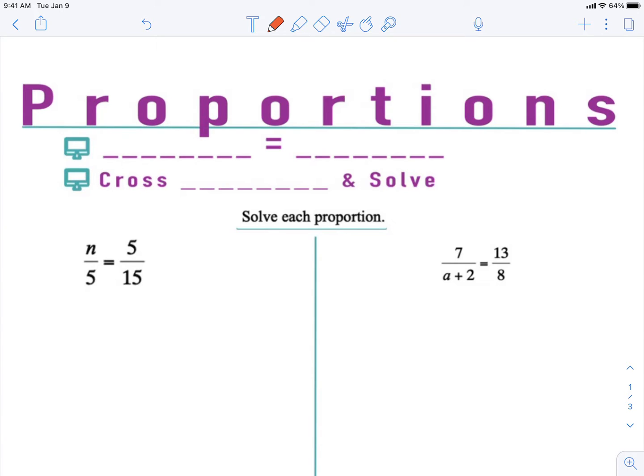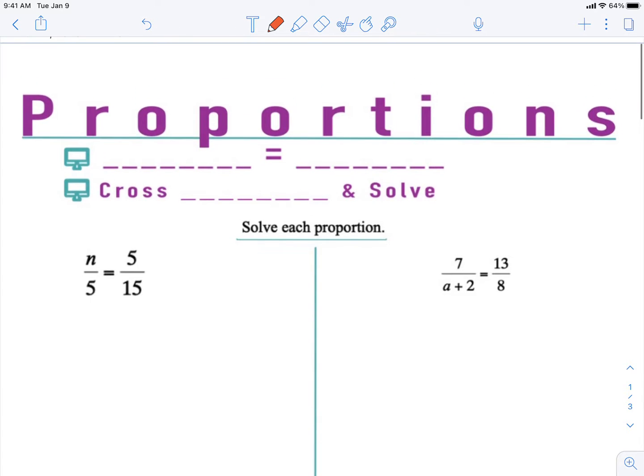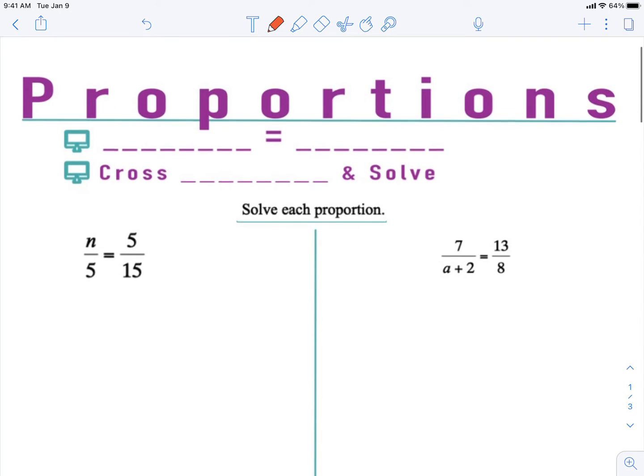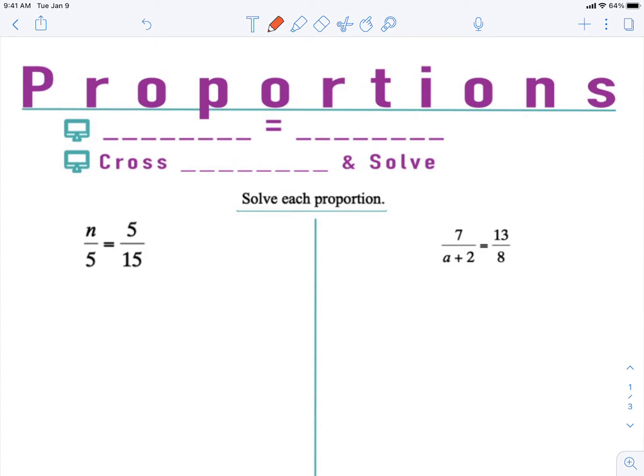Okay, everyone, here we go. Today's notes are called proportions. So make sure that you have paper and pencil out, ready to take notes. And we're ready to go.